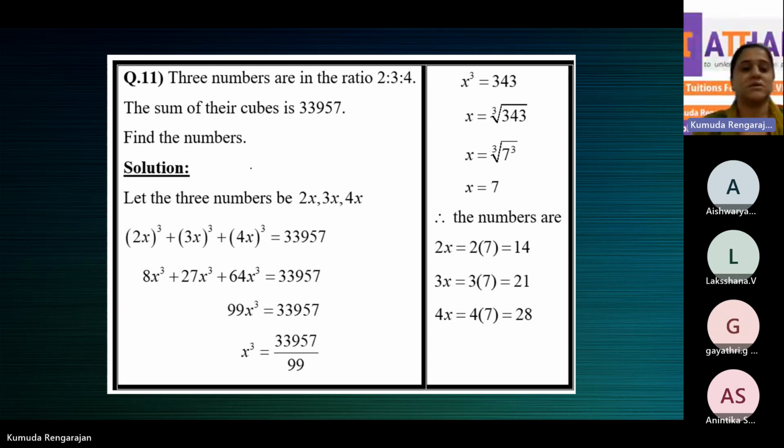All right. So 2x the whole cubed is 8x cubed. 3x the whole cubed is 27x cubed. And 4x the whole cubed is 4x into 4x into 4x. 4 into 4, 16. 16 into 4, 64. x into x into x is x cubed. So 8x cubed plus 27x cubed plus 64x cubed is equal to 33,957. Now these are like terms, so you can add them.